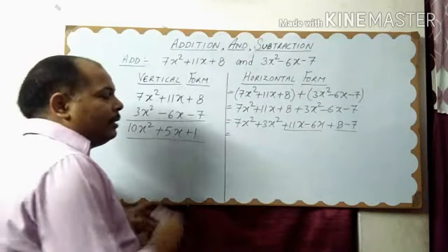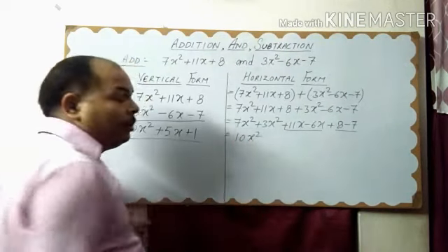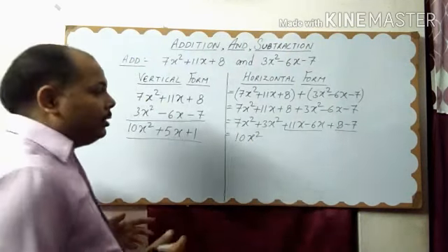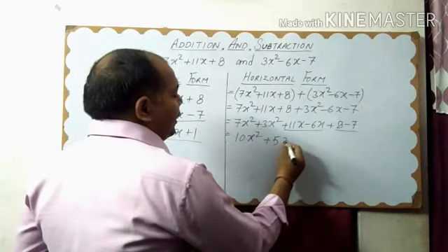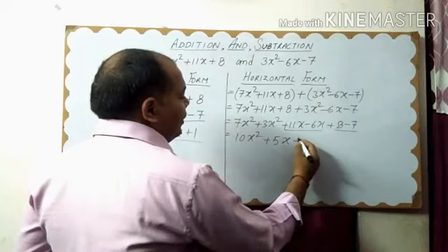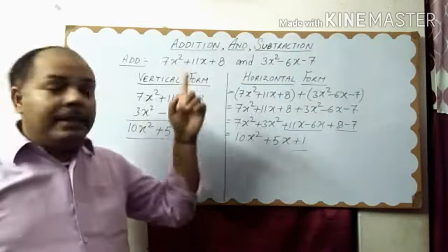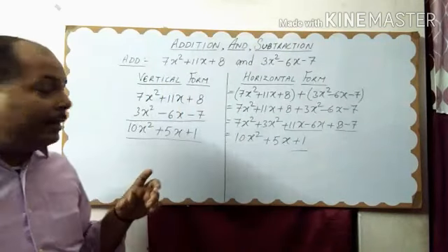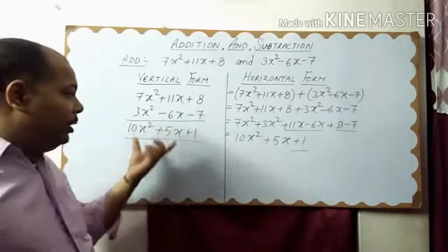So see the sign here, plus 7 plus 3, so it will be 10x. As I have told you, always add or subtract the numerical coefficient. So 11x minus 6x will be plus 5x, and plus 8 minus 7 will be plus 1, this will be your answer. So there are two forms, vertical form and horizontal form, adding and subtracting. So in this example we have understood how we add the polynomials. See the answer. I hope you understand.